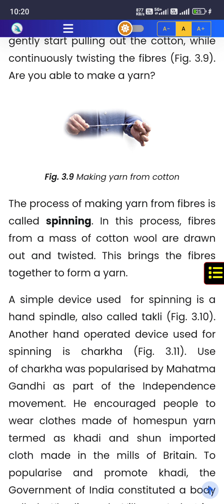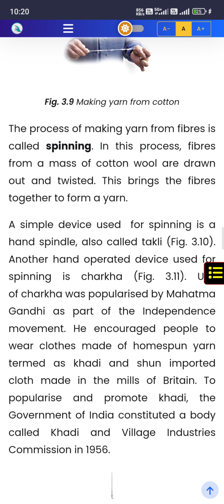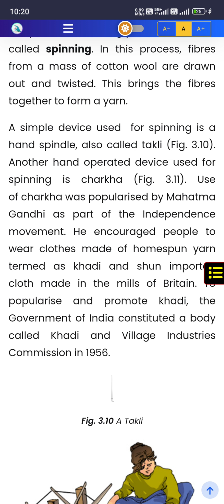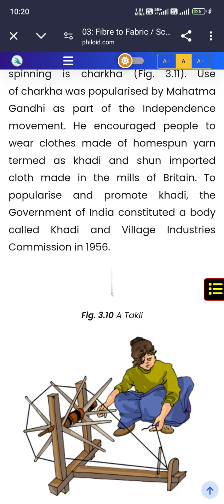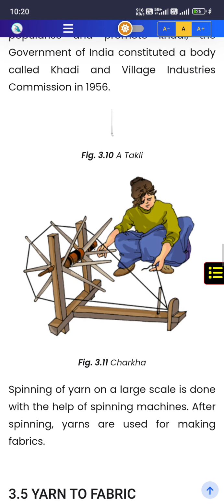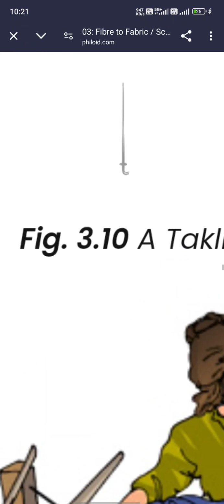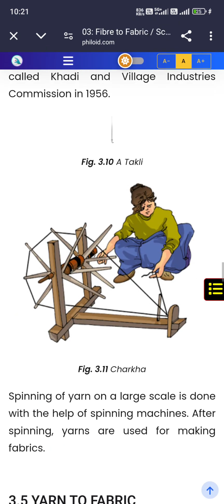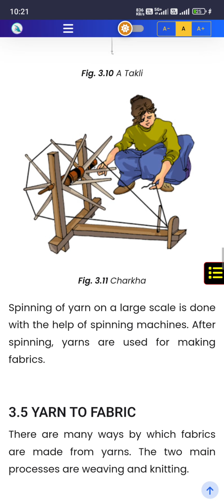He also encouraged people to wear clothes made of handspun yarn, termed as khadi, and shun imported clothes made in the mills. So he wanted people to wear khadi and stop using the clothes made in mills in Britain. So to popularize and promote khadi, the government of India constituted a body called Khadi and Village Industry Commission in 1956 to promote khadi fiber. So this is what a takli looks like. This is a takli, and here 3.11, that is charka.